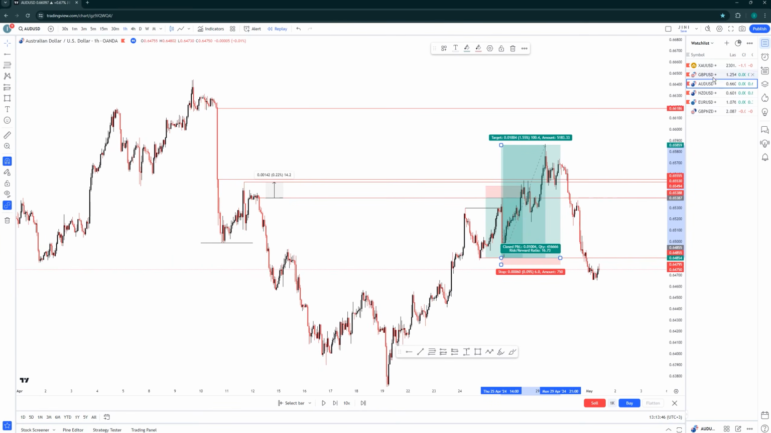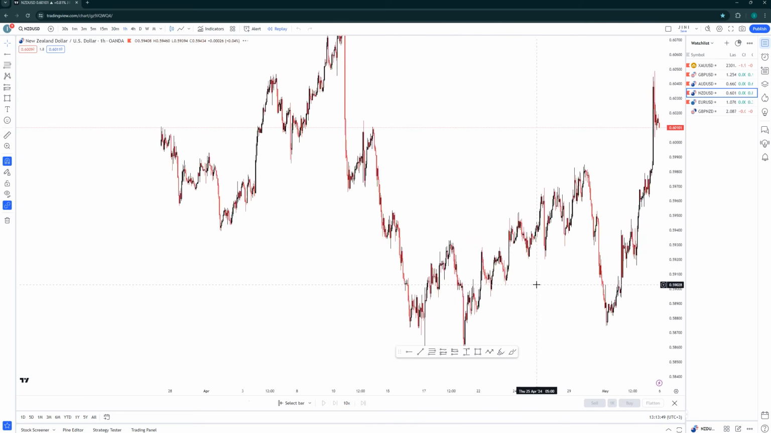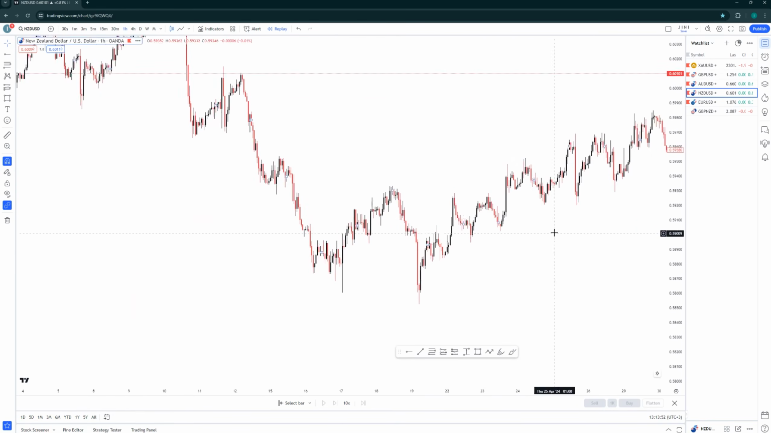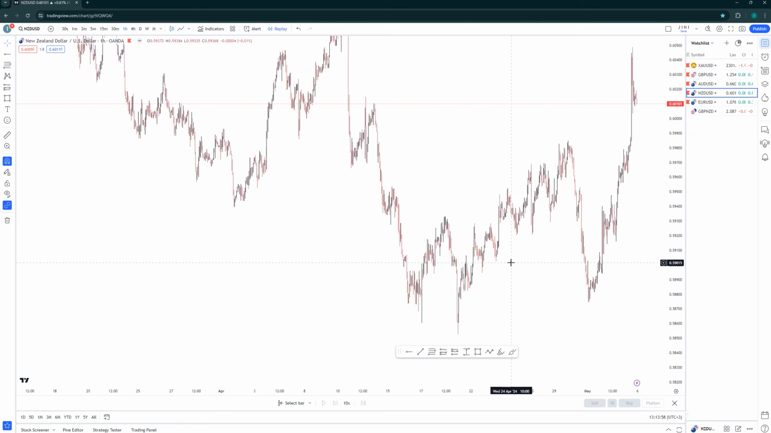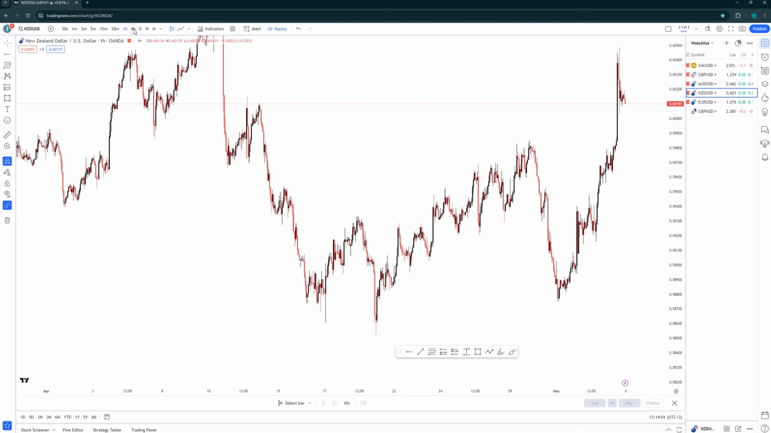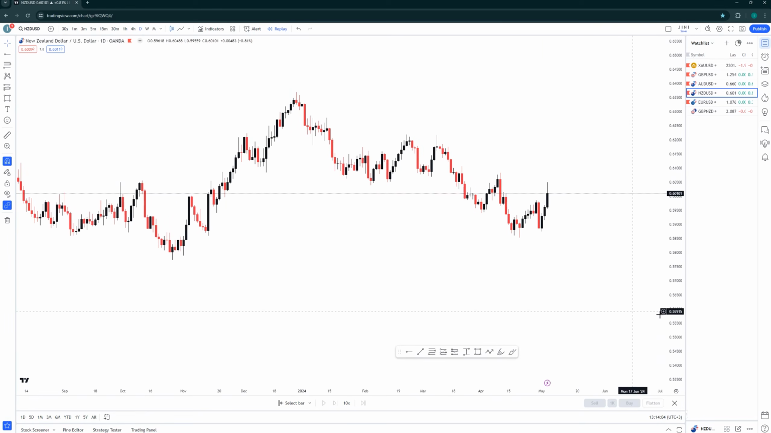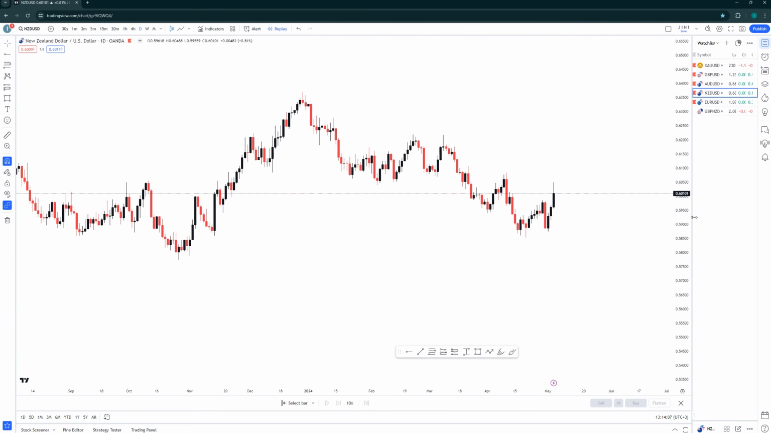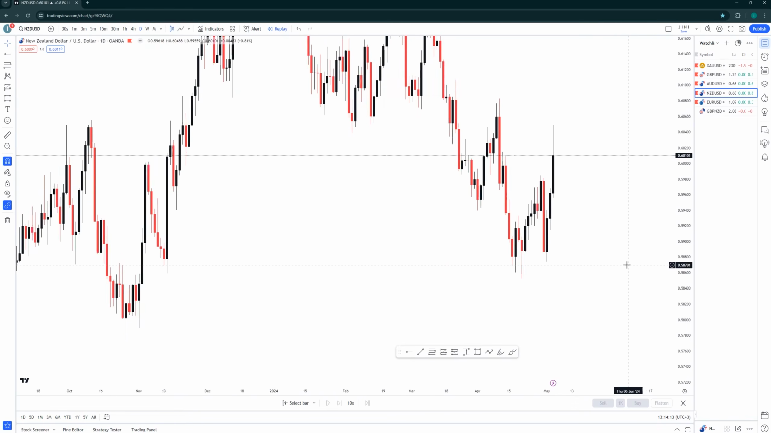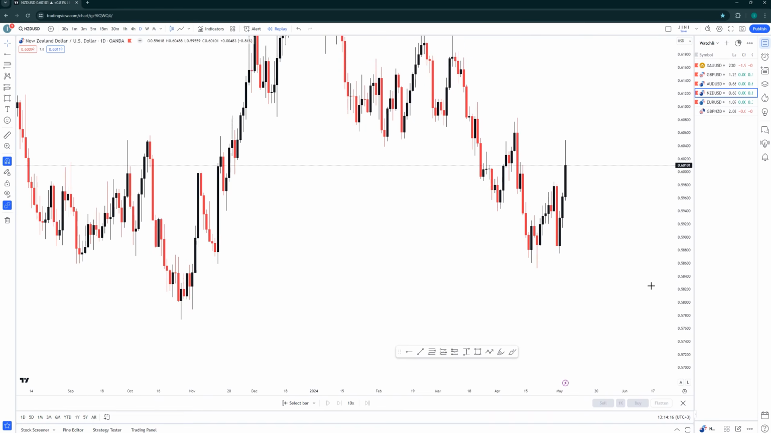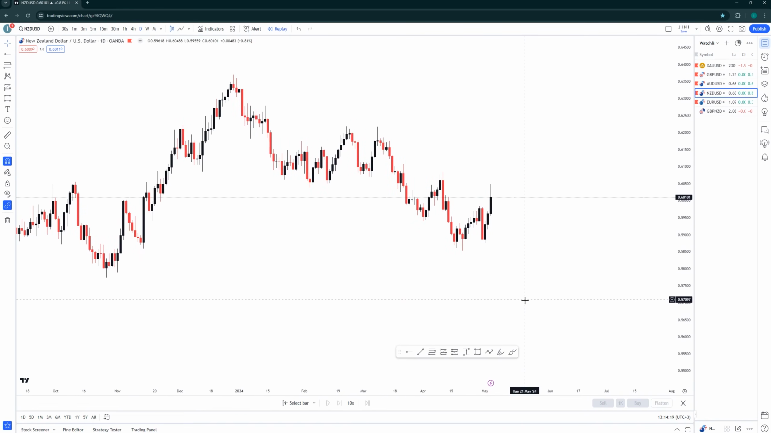Let's go back to another pair, which was NZD USD, and this NZD USD was a sell entry. I remember it was a sell entry, and it was from the daily, if I'm not mistaken. Let me remember this entry.